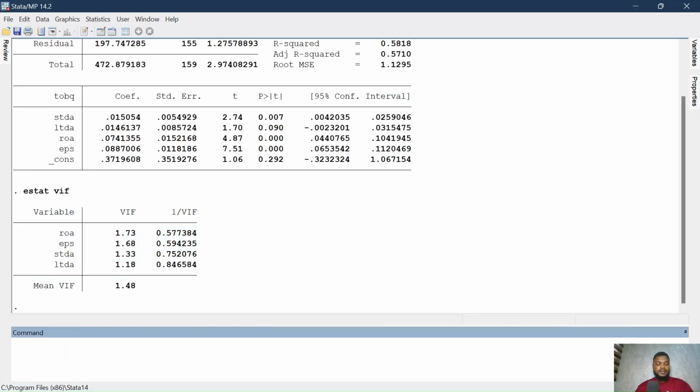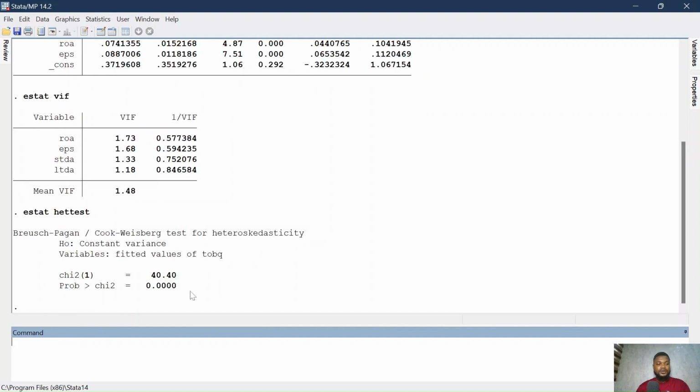The command is ESTAT HETTEST, estat hettest. So once you type that, you click enter, and there is your result. The rule of thumb is that if the probability of the chi-square is significant, then it means that the errors are not evenly distributed, so there is no constant variance. However, if the probability of the chi-square is not significant, then it means that the errors are constant. That means there are no variances in the errors.